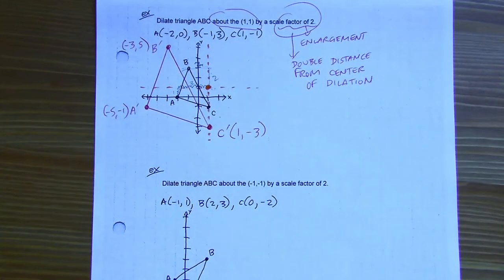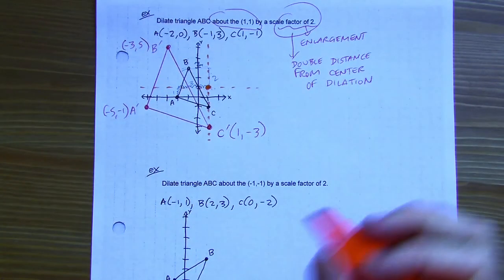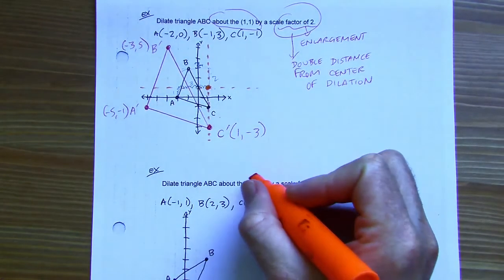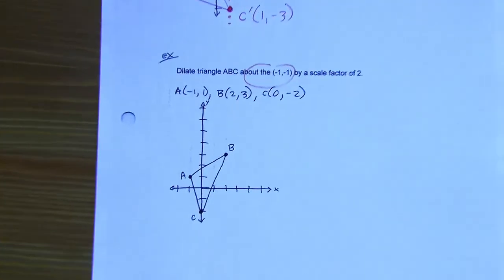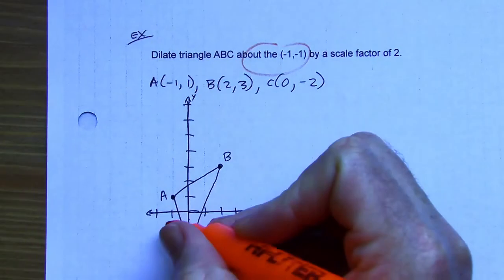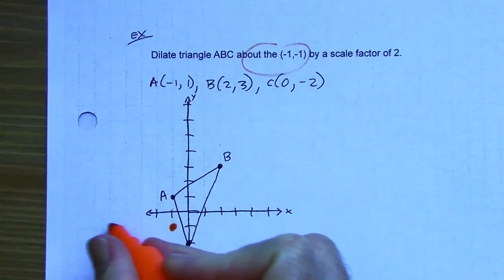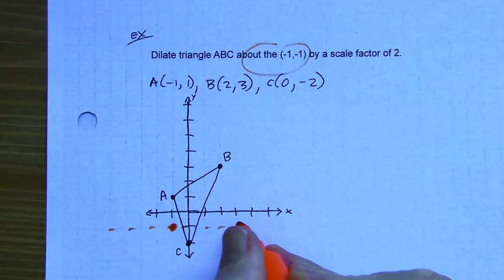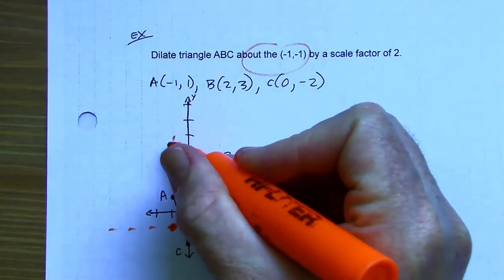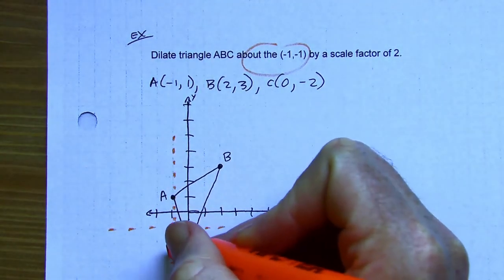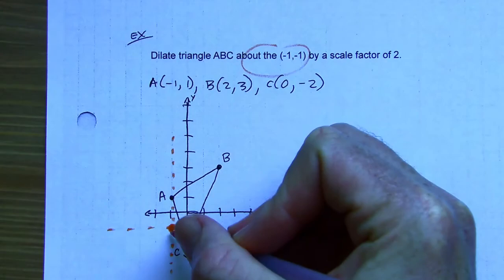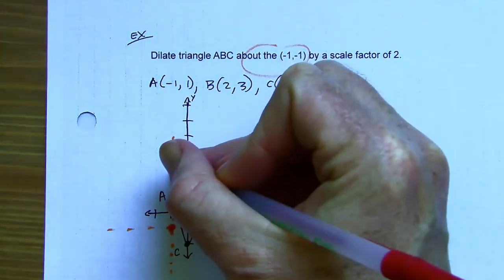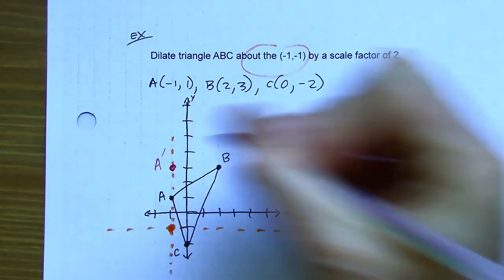Again, we're going to be dilating. This is going to be an enlargement, but this time we're going about -1, -1. So I'm going to start by plotting that point, and then making some crosshairs so that I get a visualization of what I'm going away from when I've got my enlargement here. The easiest point to deal with here is A, because I can see that's 2 units directly above that, so I'll just make it 4. Double that distance because it's a scale factor of 2.